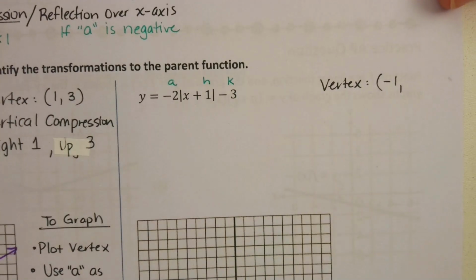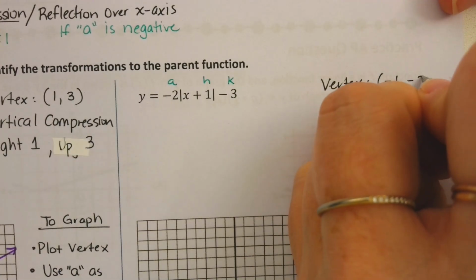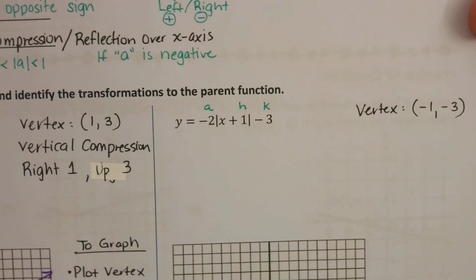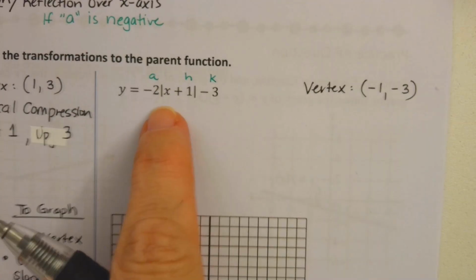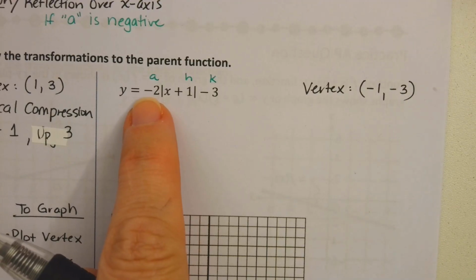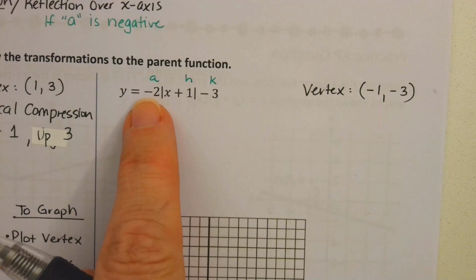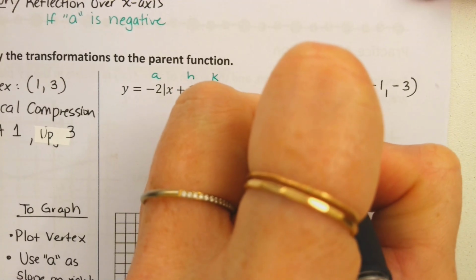-1. And what am I going to write down for my K? -3. And then I'm going to talk about how this one is different than the parent function according to the directions. How is it different than the parent function? The -2 is going to do two things. One based on the fact that it's negative, and one based on the fact that it's a 2. So it does two things.